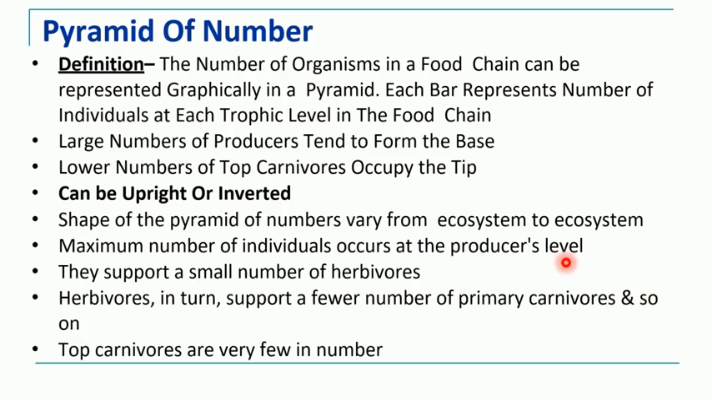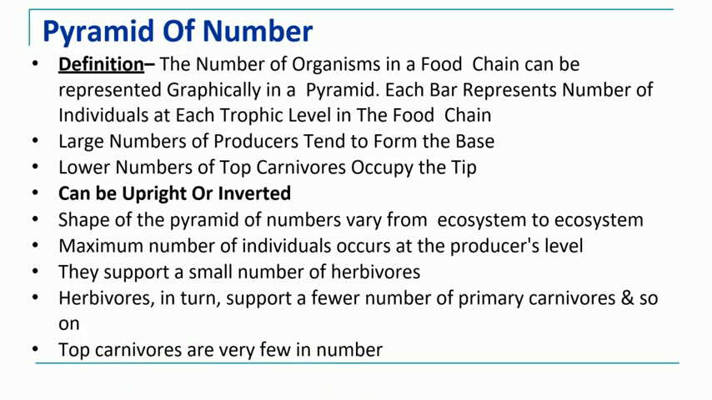Now these producers prepare the food on which herbivores are dependent. These producers will feed the herbivores, and then in turn these herbivores are eaten by the carnivores. So herbivores are eaten by primary carnivores, then you have secondary consumers, and at the top of the pyramid you have the top carnivores or the tertiary consumers, which are very few in number.